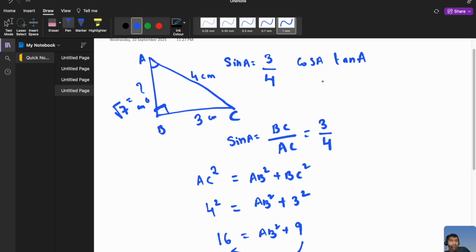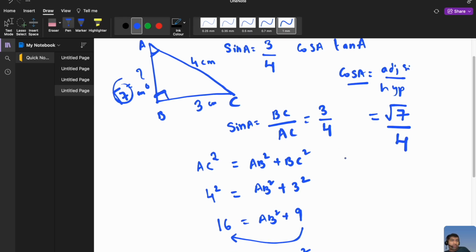Now we need to find out cos A. Cos A is what? Adjacent side of angle A by hypotenuse. Adjacent side of angle A is root 7, and the hypotenuse is 4 centimeters. So cos A is nothing but root 7 by 4.